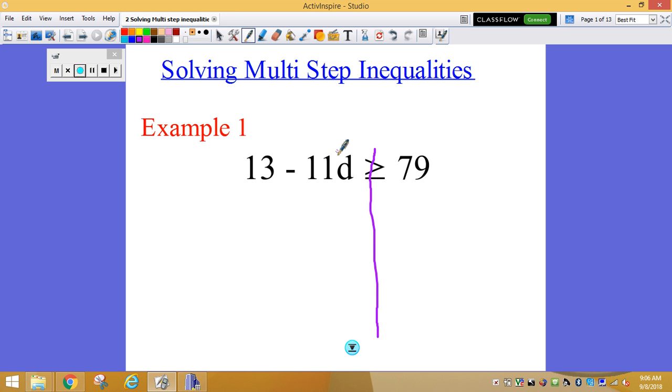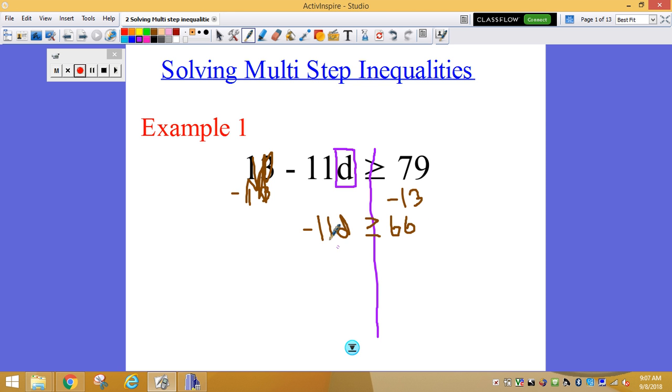And just like before, our goal is to get this letter by itself. So I need to ask myself, do I want to move the 13 or do I want to move the 11? And in this problem, you want to move the 13 because the 11 and the D are attached. So to move things, you do the opposite. And the opposite of positive 13 is a negative 13. And if you do it on the left side, you do it on the right side. So these 13s cancel. I'm going to bring down negative 11D. I'm going to bring down my inequality. And then in your calculators, do 79 minus 13 and you get 66.